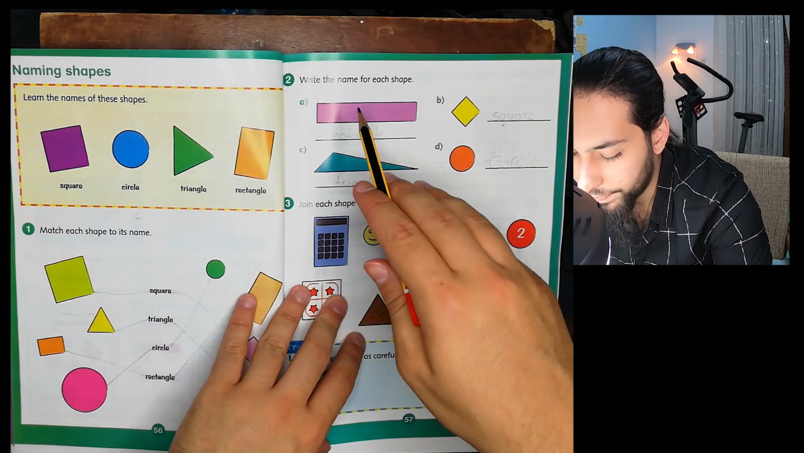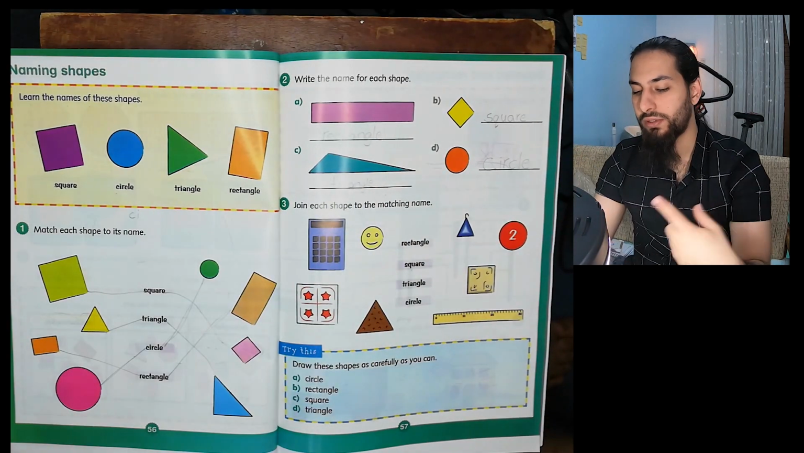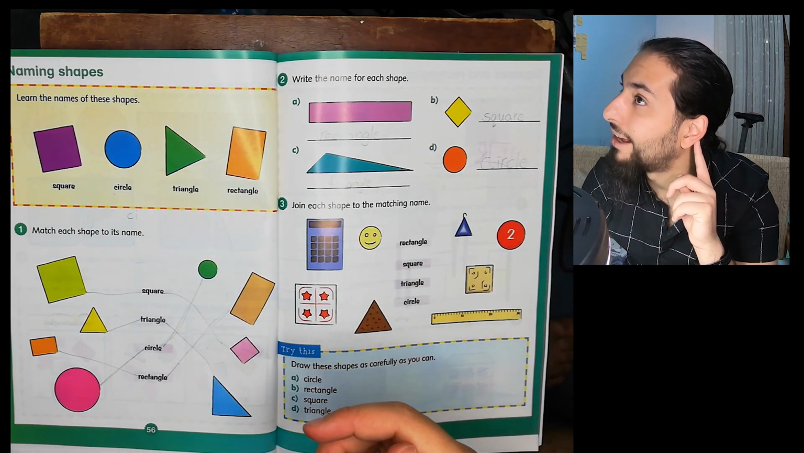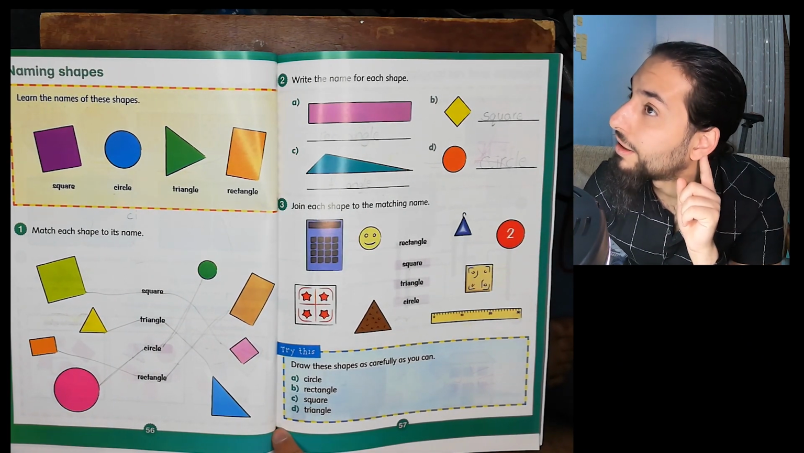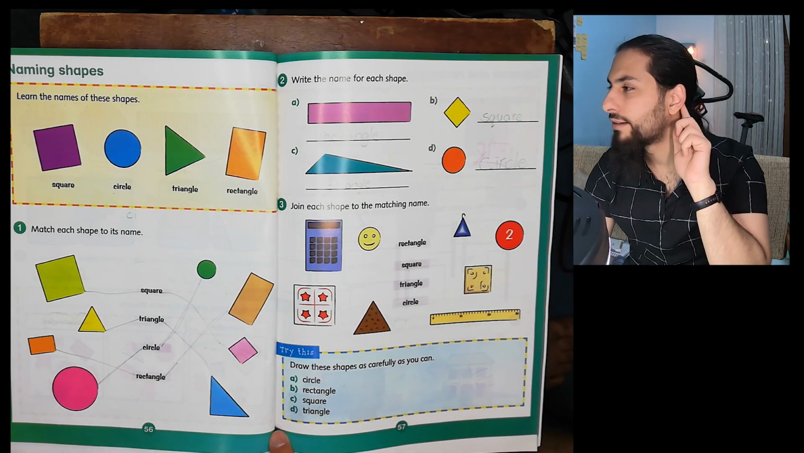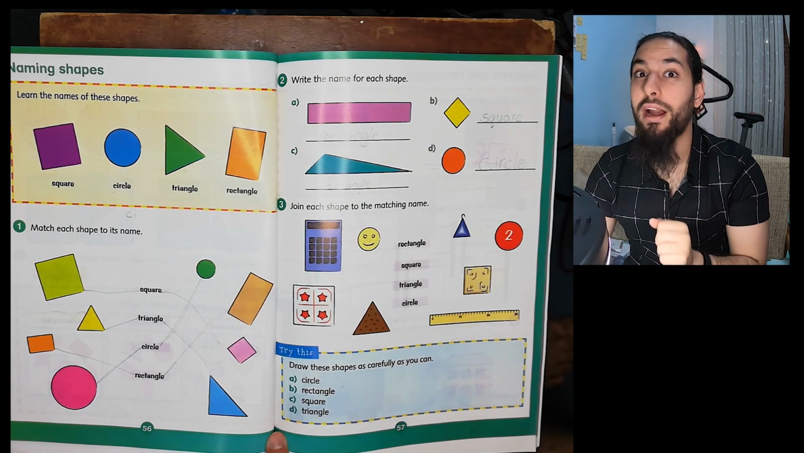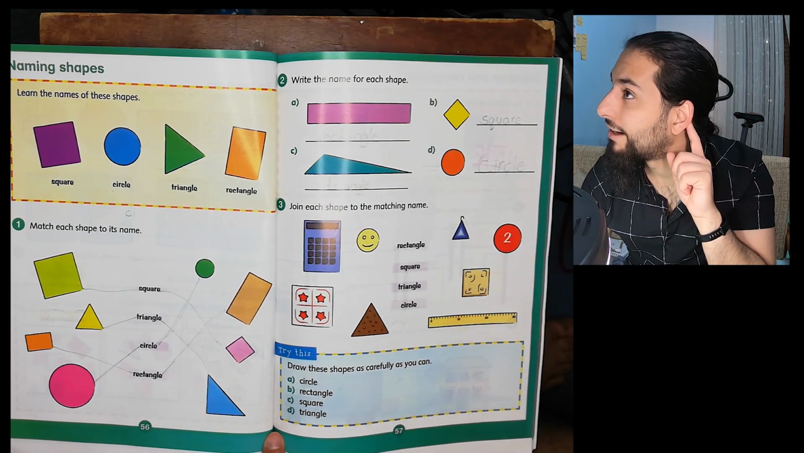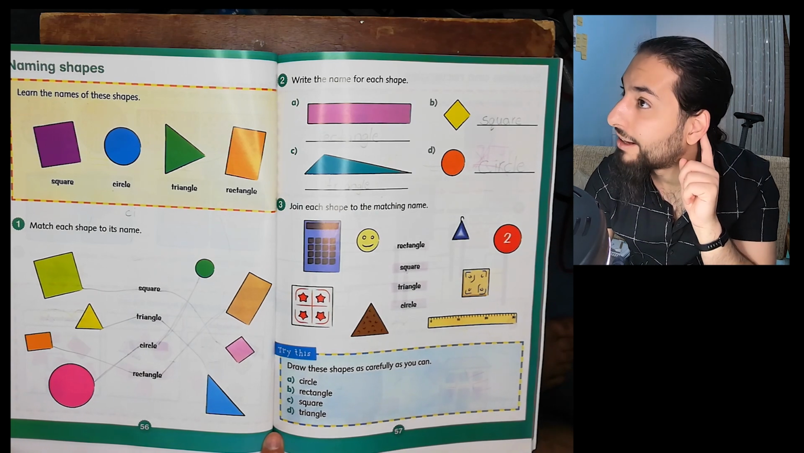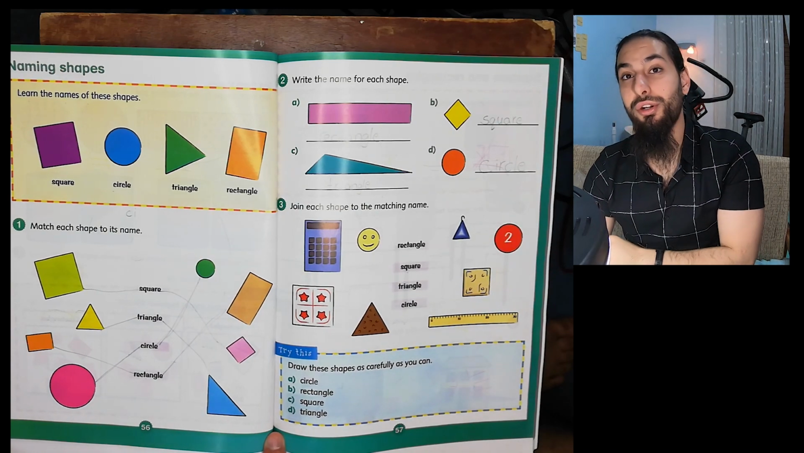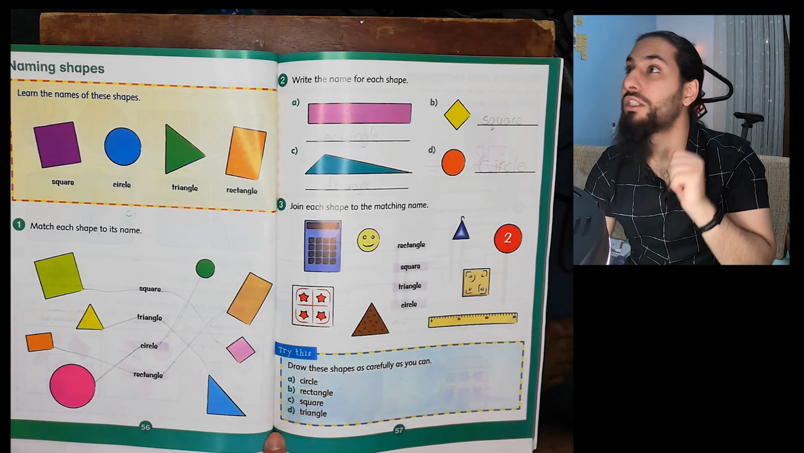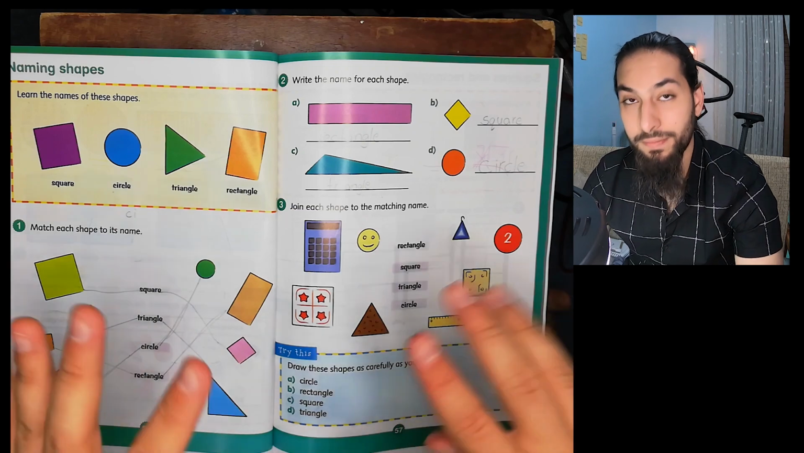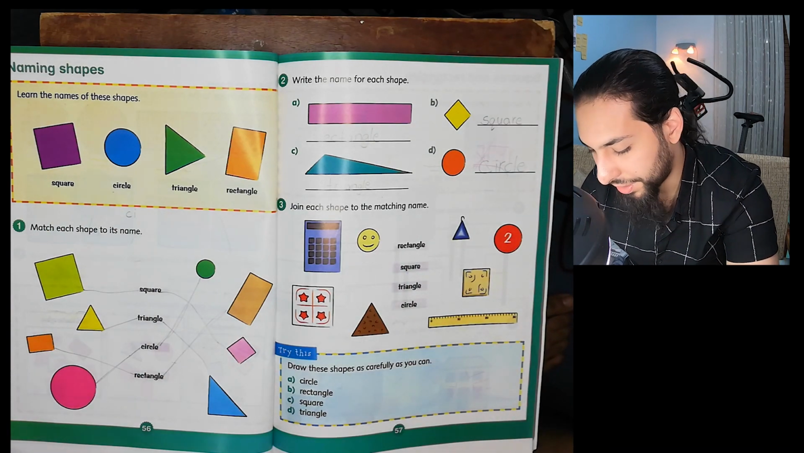Okay, so very quickly, rectangle. We have to listen and repeat. Rectangle, rectangle, square, square, triangle, triangle, circle, circle. Very good. Okay, so these are the shapes, and we wrote them down, which is great.